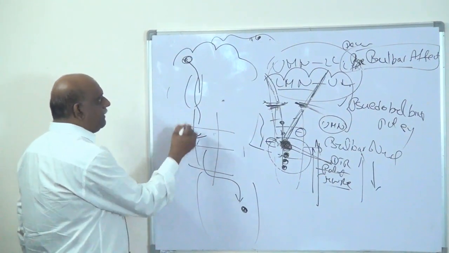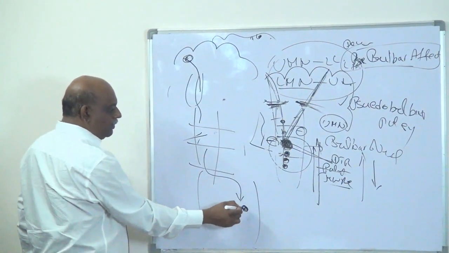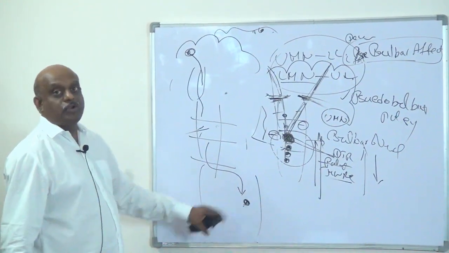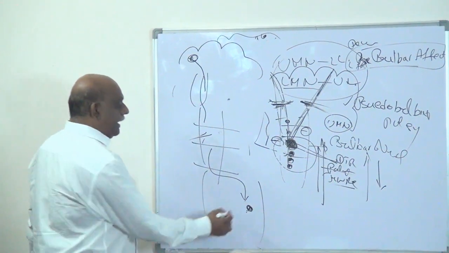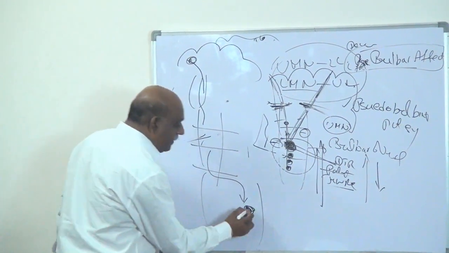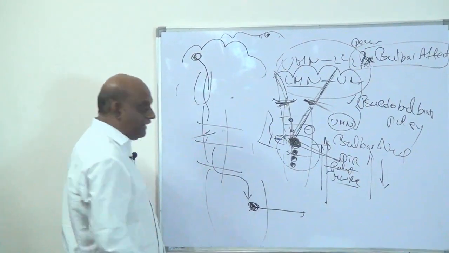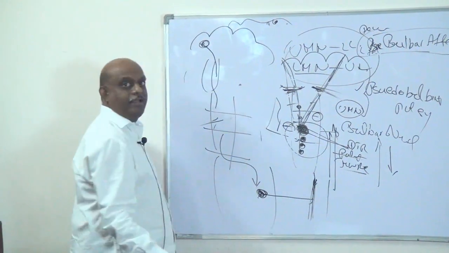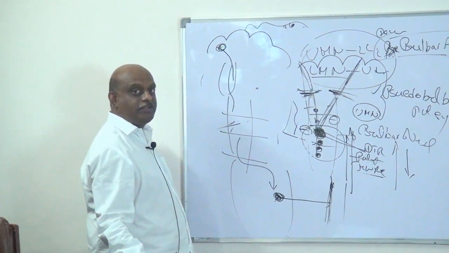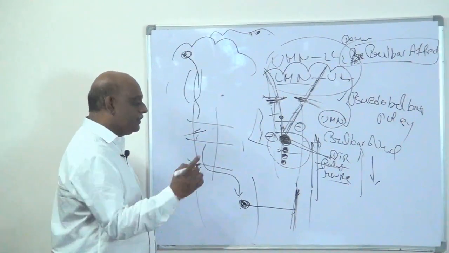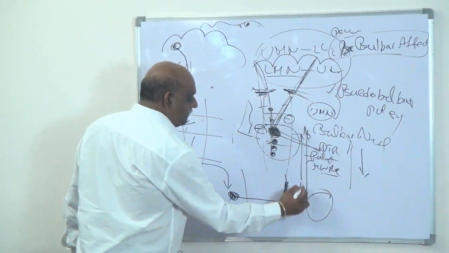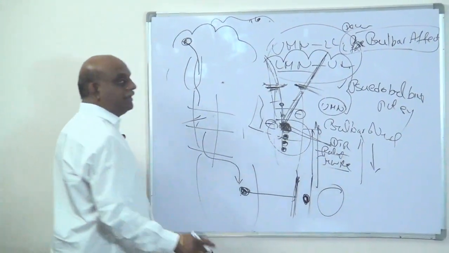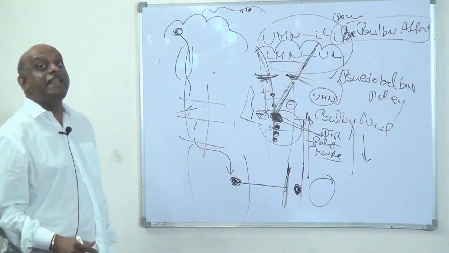So any problem from here up to the anterior horn cell, not including the anterior horn cell, is called UMN. But the anterior horn cell and the spinal nerves until the neuromuscular junction's presynaptic membrane, you call it LMN. Once more, the muscle, postsynaptic membrane or synaptic cleft, they don't come under LMN.